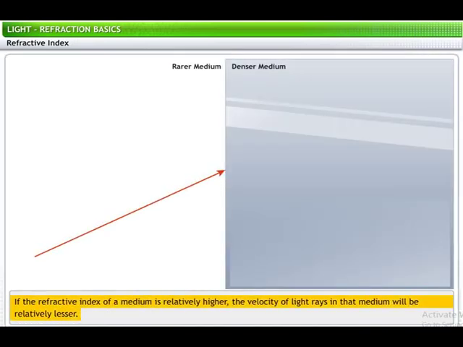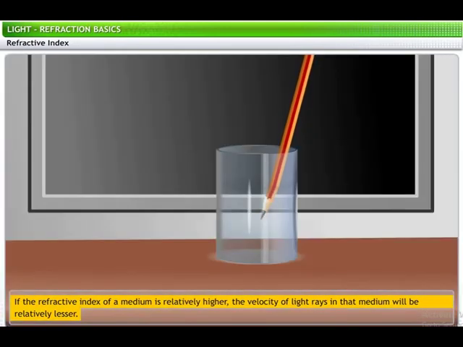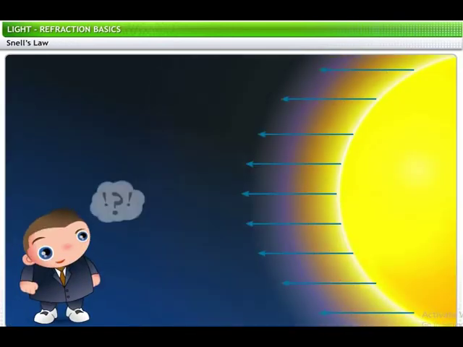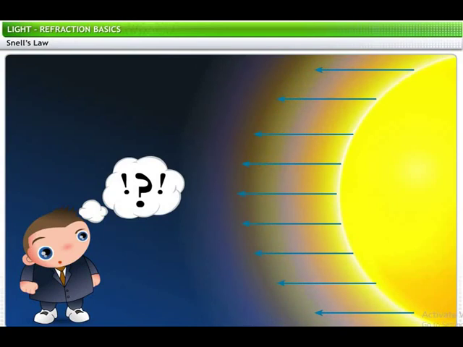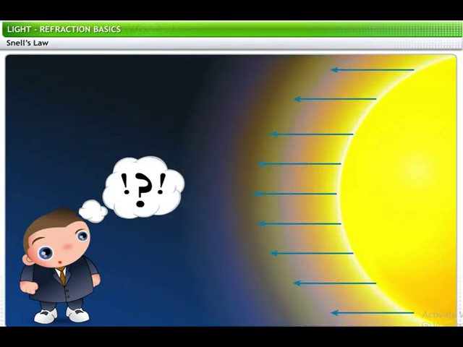If the refractive index of a medium is relatively higher, the velocity of light rays in that medium will be relatively lesser. For example, recall the bending of the pencil in water. As the refractive index of water is more than that of air, light travels at a lesser speed through water as compared to air. Thus, the pencil appears bent. It is difficult to determine the velocity of light in each medium. Therefore, another method of determining refractive index of media was needed.